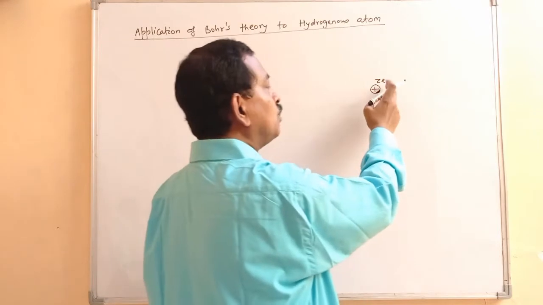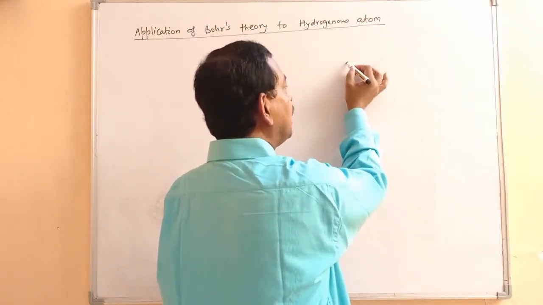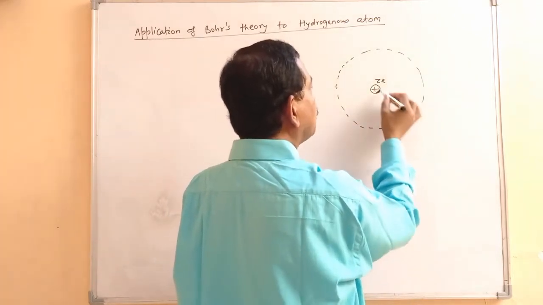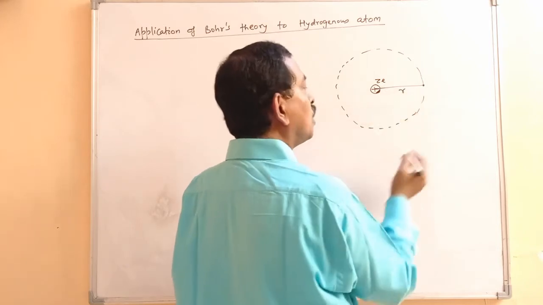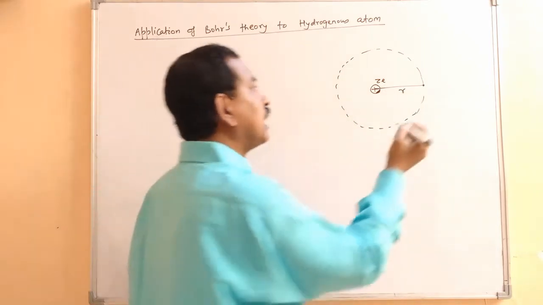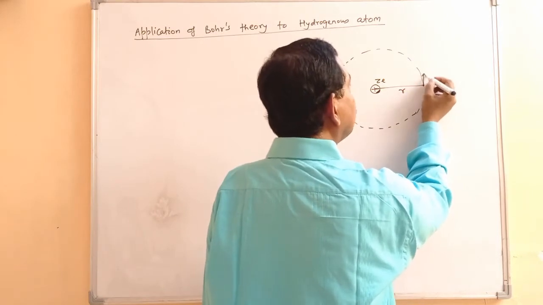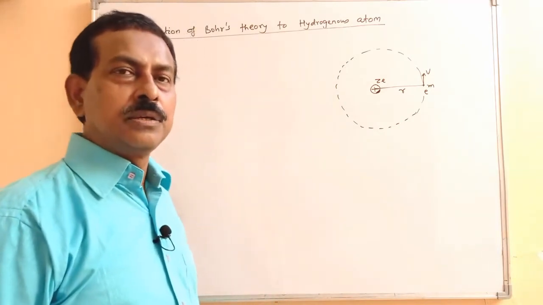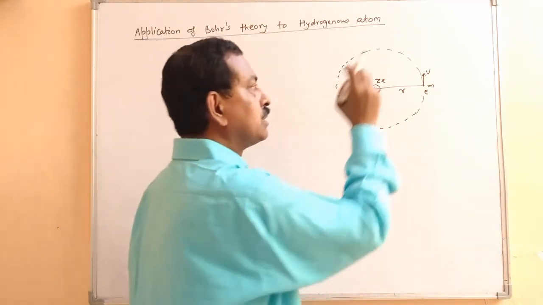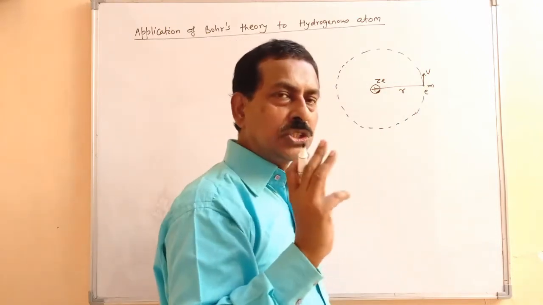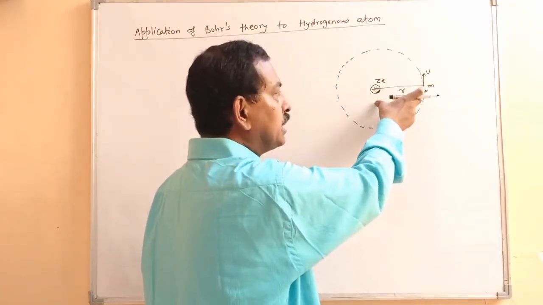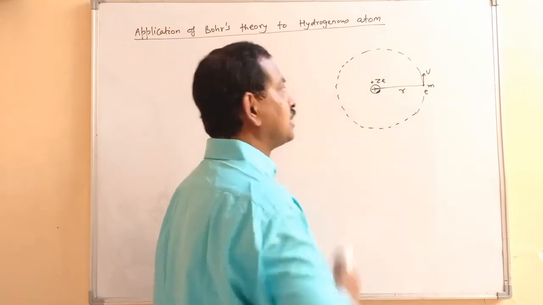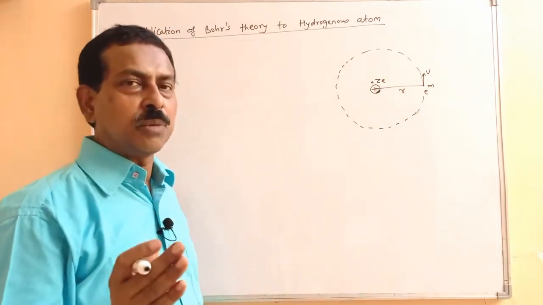So in the nucleus there will be positive charge Ze, and the electron is revolving in a circular orbit of radius r. Suppose we assume r is the radius of the nth orbit, m is the mass of the electron, e is its charge, and it is moving with the velocity v. On the nucleus we have the charge as plus Ze, where Z is its atomic number.